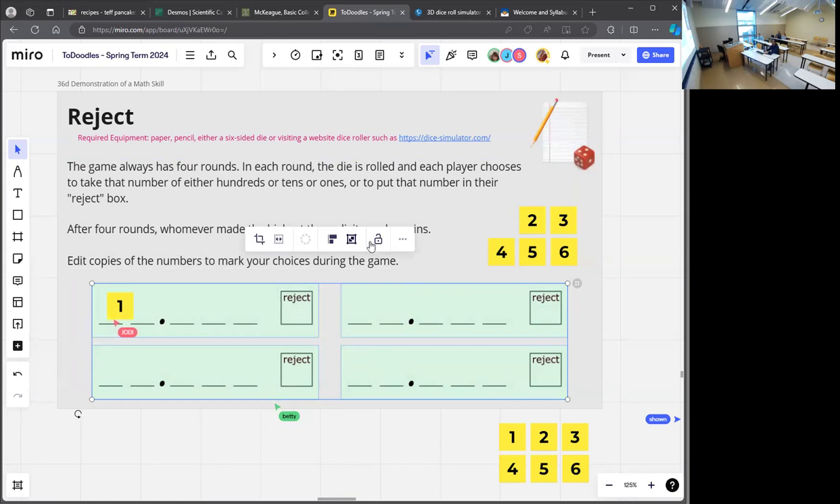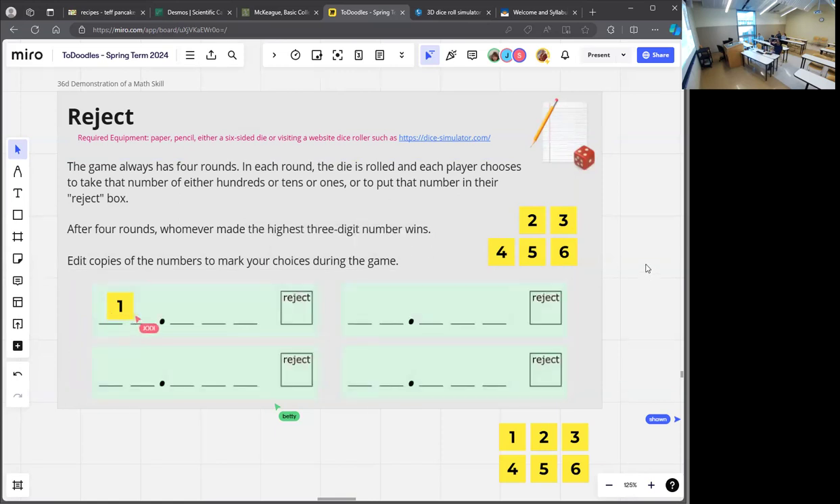There we go. Oh, okay, there it is. They were covering it up. Okay. You really want to put the smallest digit in your biggest spot. You're not going to be able to get 60 if you put the 1 there.